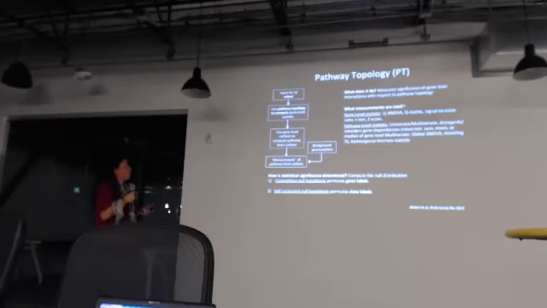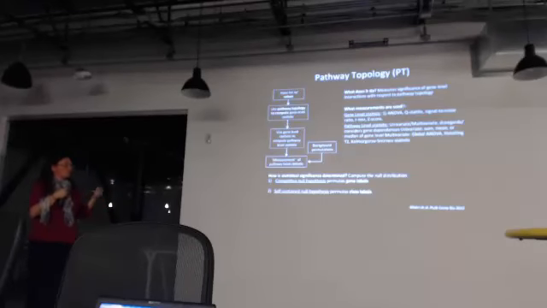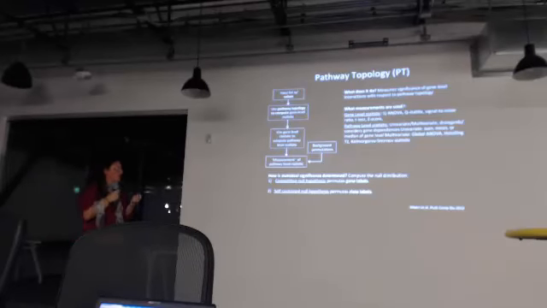So it's also very similar. I'm not going to describe the slide too much, but it's very similar to the functional class scoring in that you have a gene level statistic, pathway level statistic, and the null distribution is calculated in a similar way.